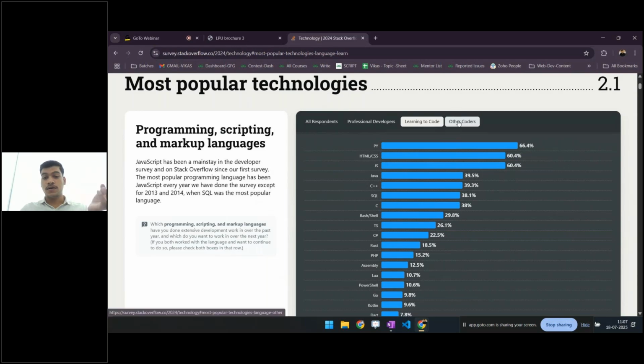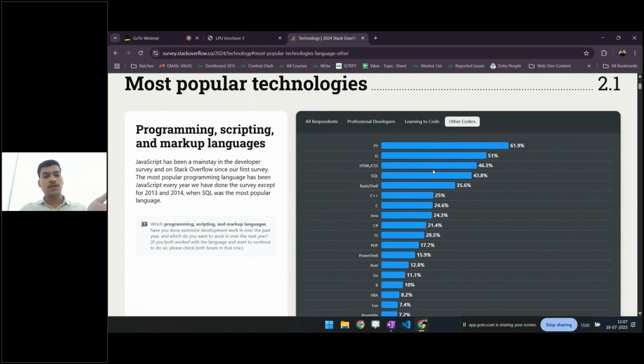Then there are the other coders. These are not students and not professional developers, but some freelancers or other parties. When you see that graph, still 51% of the other coders are interested in JavaScript.